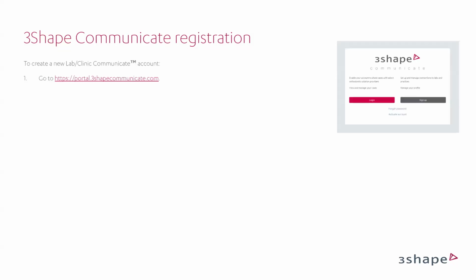Also, we will check how to register on our 3Shape Communicate portal service, let's call it that. So the first thing you should do is create a lab or clinic Communicate account by following this link that is shown here. You will get access to the web page where you will see a pop-up message like this. The web page will ask you to log in or sign up with your existing account, or to create a new one.